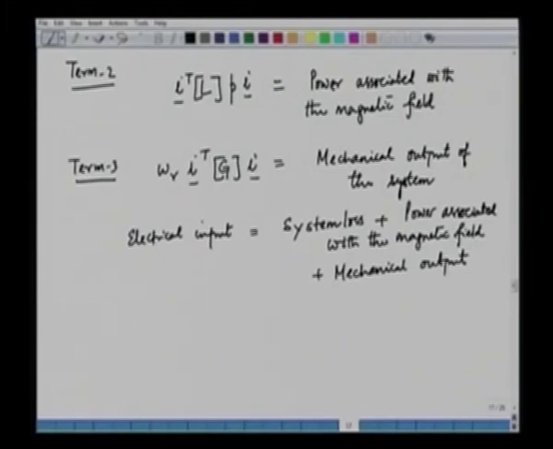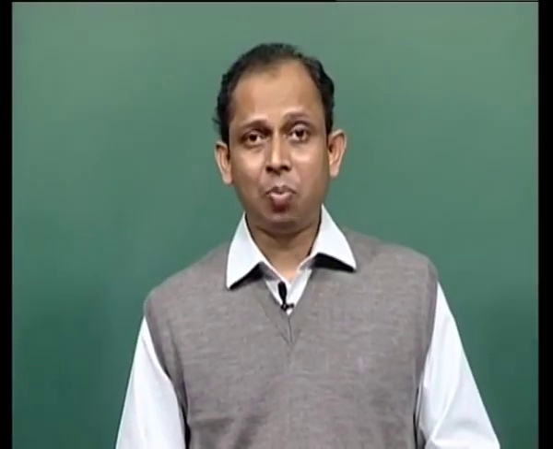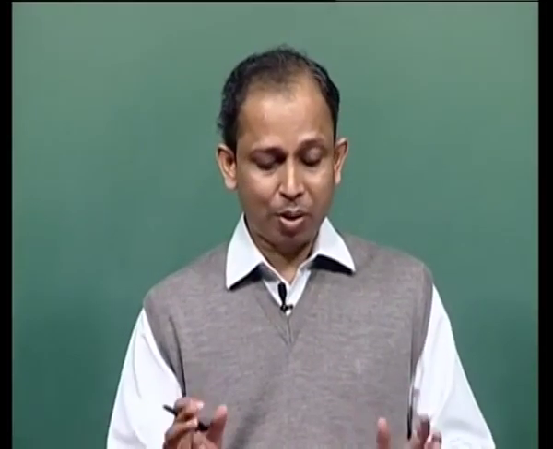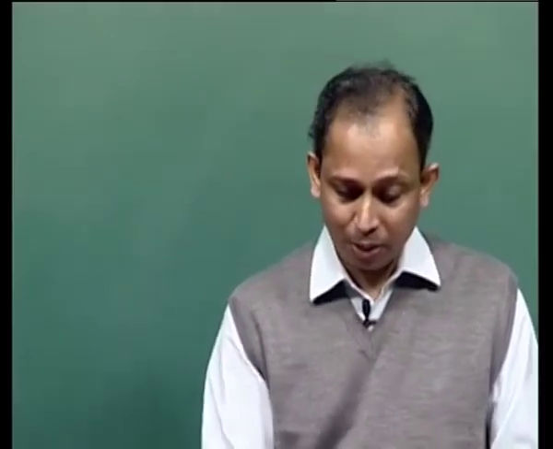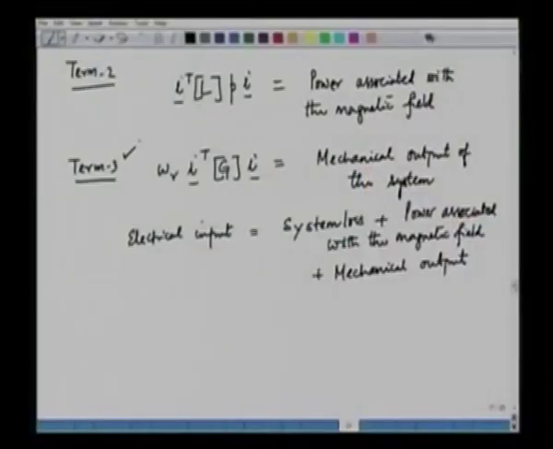system and some component is wasted as losses, I square R loss. Then some component is stored in the magnetic field that is associated with the self and the mutual inductance, and then the remaining part which is not stored is coming out of the system as a mechanical output. So then if you want to find out the mechanical output and the torque, we have to concentrate on the third term, and the third term is this term.